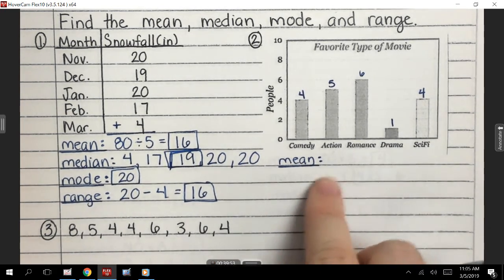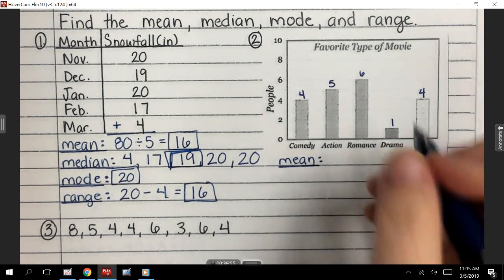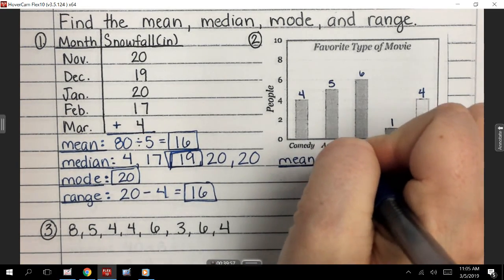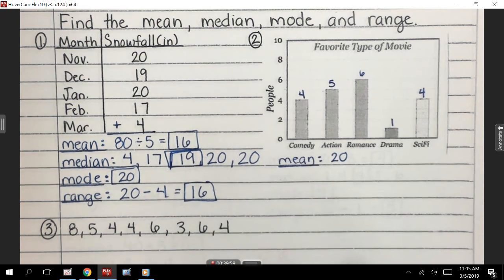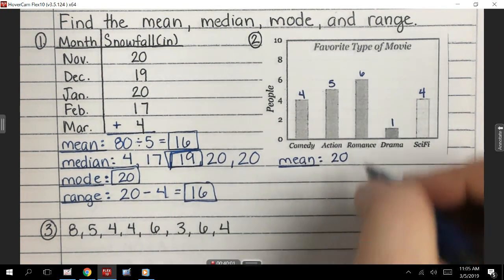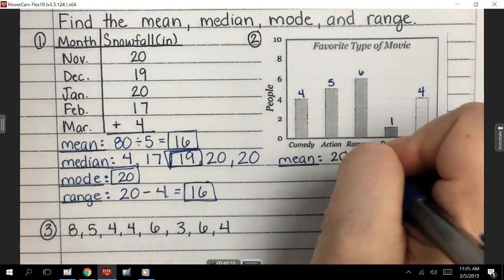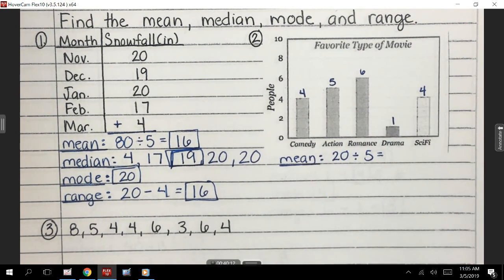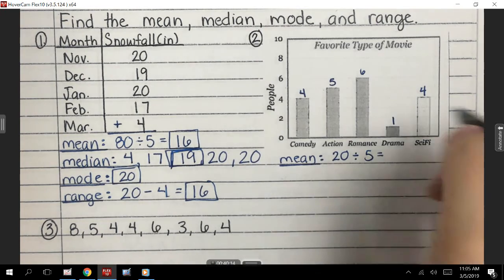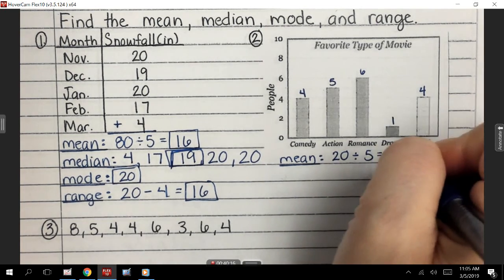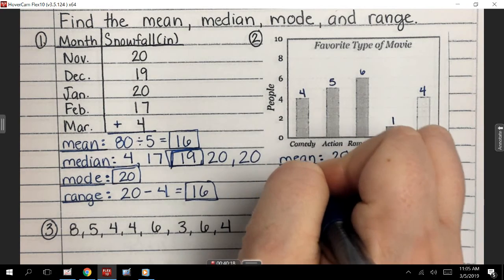All right. So now we're going to do the mean, so we need to add them up. When we add them all up, Kelsey? 20. What am I going to divide by this time, Gray? 5. All right. So 20 divided by 5, because there are 5 numbers. What do I get, Camilla? 4.